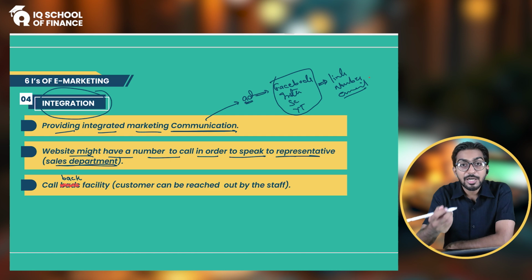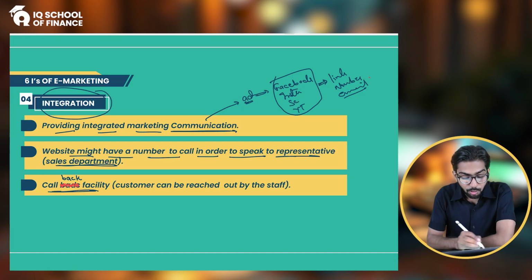Yes, your website should also have the option through which your customers can reach out to the admin team or the sales representative department or the product specification department, if they have some queries, some confusions, some negotiation or need further information about your product. They can ask, right? And also there should be a callback facility so that the customer can be reached by the staff.